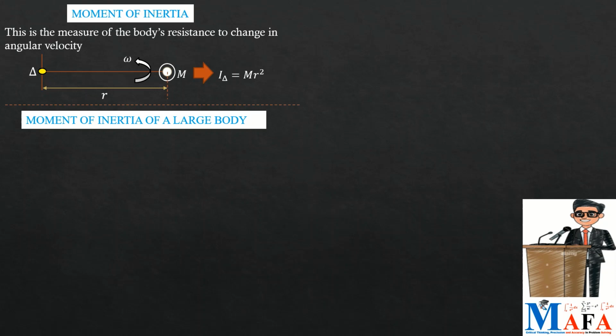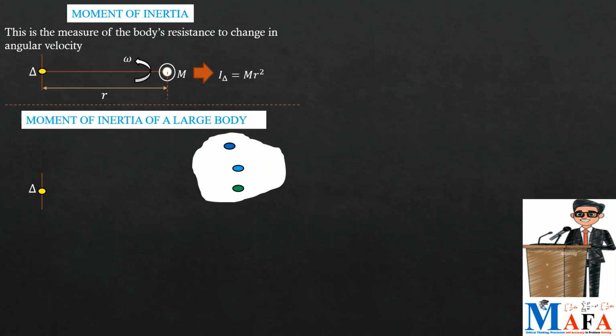Secondly, let's see how we can find the moment of inertia of a large body, because the first case was just the moment of inertia of a point mass. A large body has many of these point masses. Let's say it has n of these point masses. To give a clear picture, we have our axis delta and our large body which contains many masses. It can contain an infinite number of masses, but for clarity, let's say it contains n masses, and I'm just going to represent three so as not to make the diagram dirty.